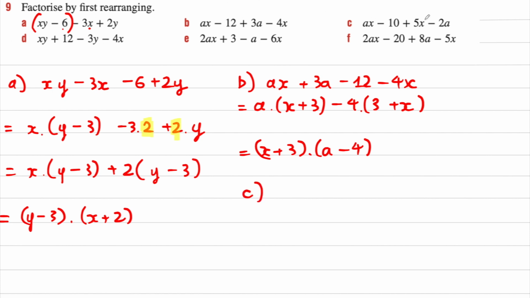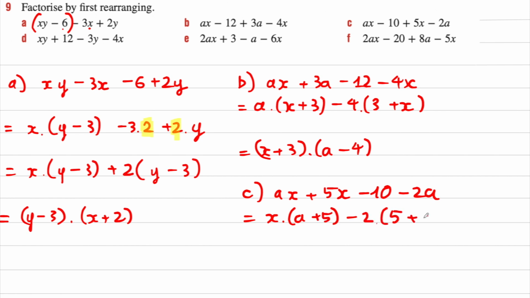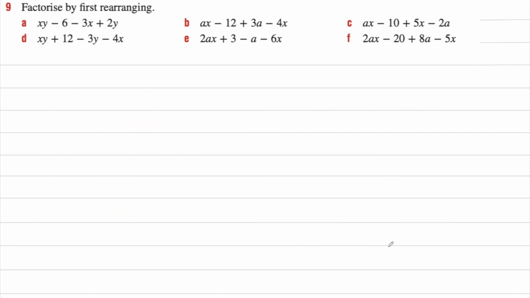Question C, rearrange first: ax plus 5x minus 10 minus 2a. Take x outside, a plus 5. Take minus 2 outside, 5 plus a, minus 2. Minus 10 equals minus 2 times 5. So the common factor is a plus 5 and the next bracket is x minus 2. That is question C. Go on to question D.